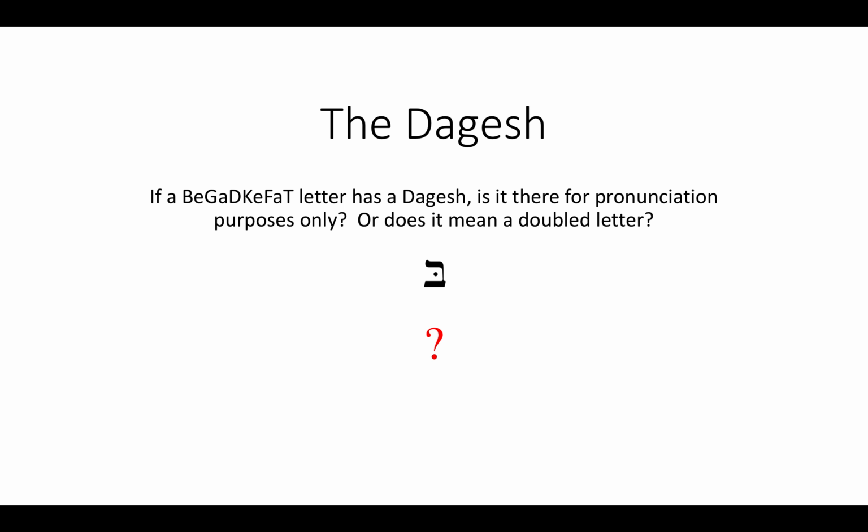And down the road, there will be clues. You'll understand conditions under which the language doubles letters. But just remember, when you have a Dagesh and a Bagad Kafat letter, you have to think a little bit, like, why is this here? So I'm just posing that problem to you, and we'll work those out as we go along.